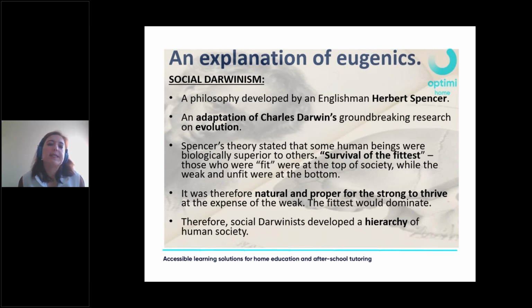Now, Spencer's theory stated that some human beings were biologically superior to others. It's all about survival of the fittest. Those who were fit were at the top of society, while the weak and the unfit were at the bottom.